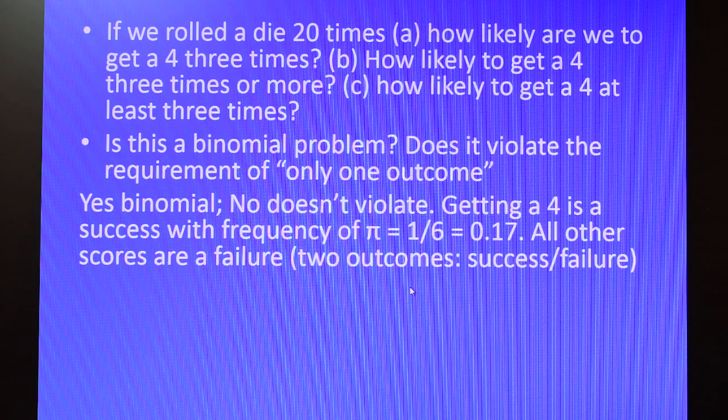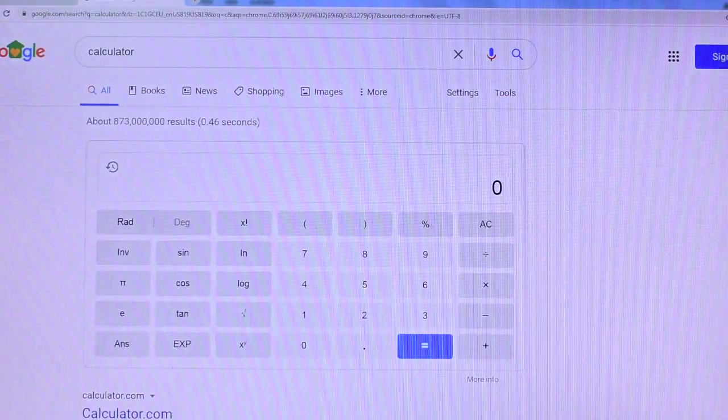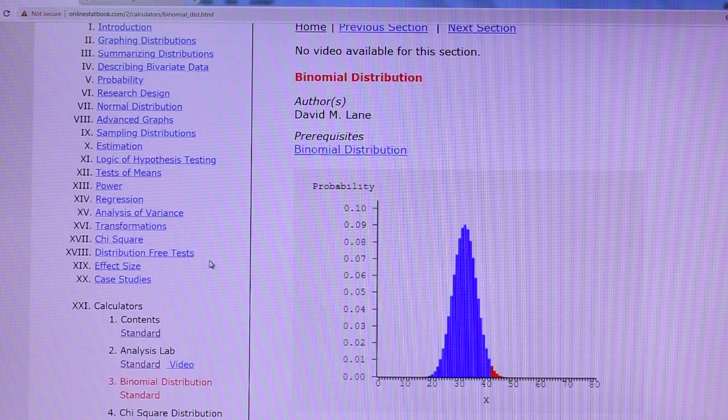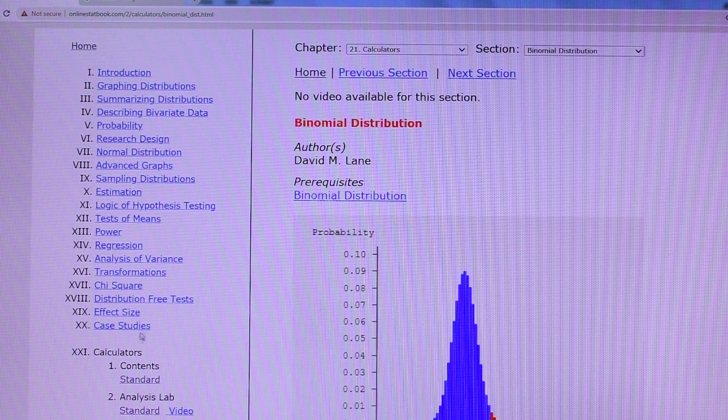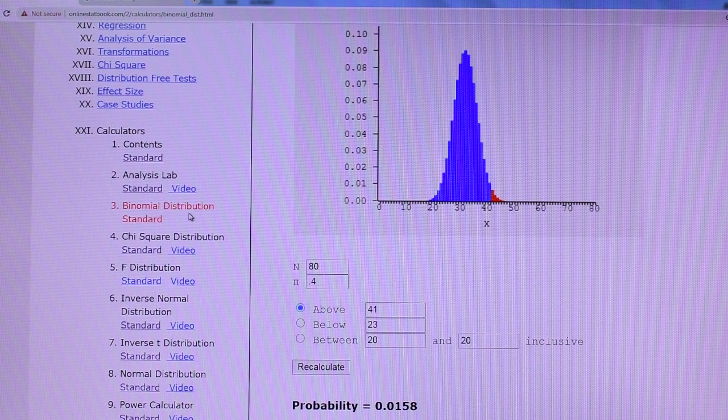So how do we answer these questions? You could try to use simple probability, but it gets really complicated with a number of trials, and it's much easier to use the binomial calculator. Let's first take a look at where the binomial calculator is. This is Lane's book. He has a section called Calculator. When you click on that, you get a selection of several calculators. Notice the binomial distribution is the third one, so you select that one.